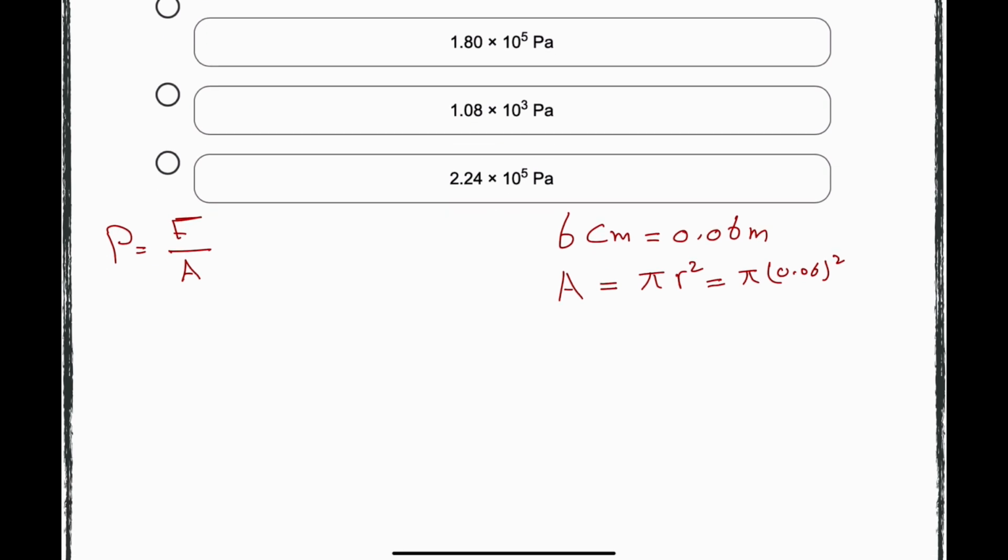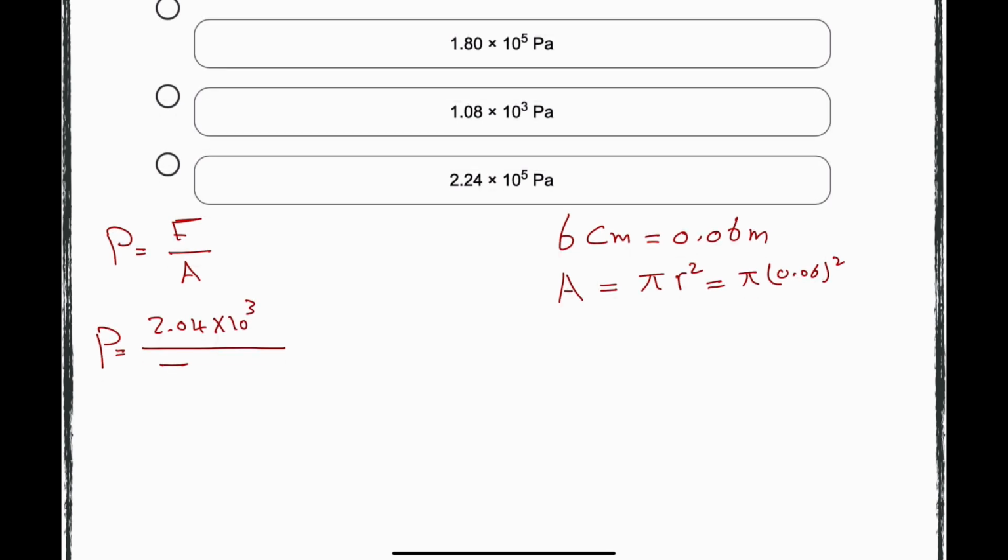So let's substitute the values. We get that the pressure equals F, which is 2.04 times 10 to the power of 3, over pi times 0.06 all squared. The answer will be 180.3 times 10 to the power of 3 Pascal.